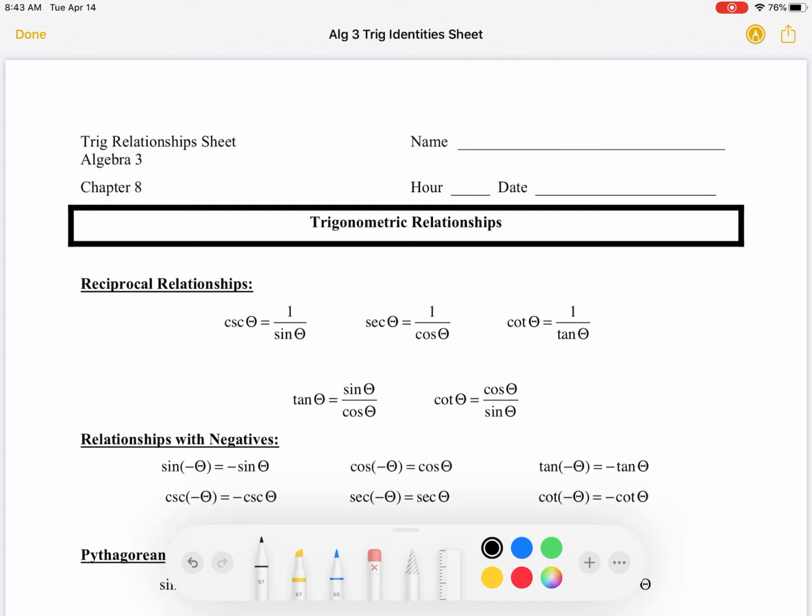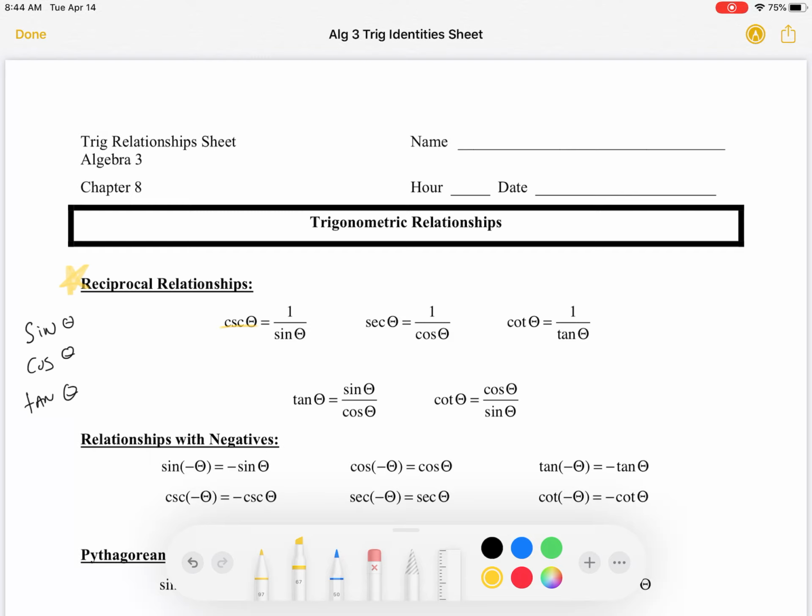Okay, so we're going to start off with the reciprocal functions. You should remember that our 3 basic functions are sine, cosine, and tangent. Sine of theta, cosine of theta, tangent of theta. Now, the first reciprocal functions, these we already know. Cosecant is 1 over sine. These are reciprocals. If we take sine and flip it, we get 1 over sine, which is equal to cosecant.